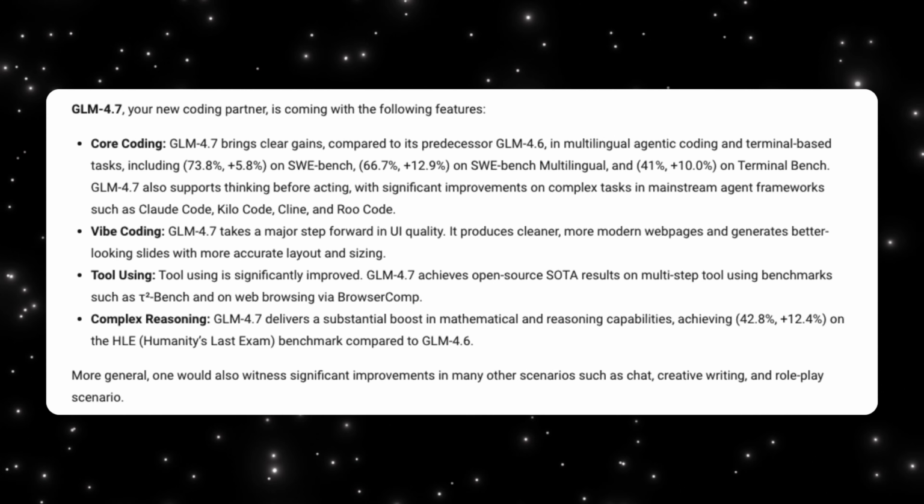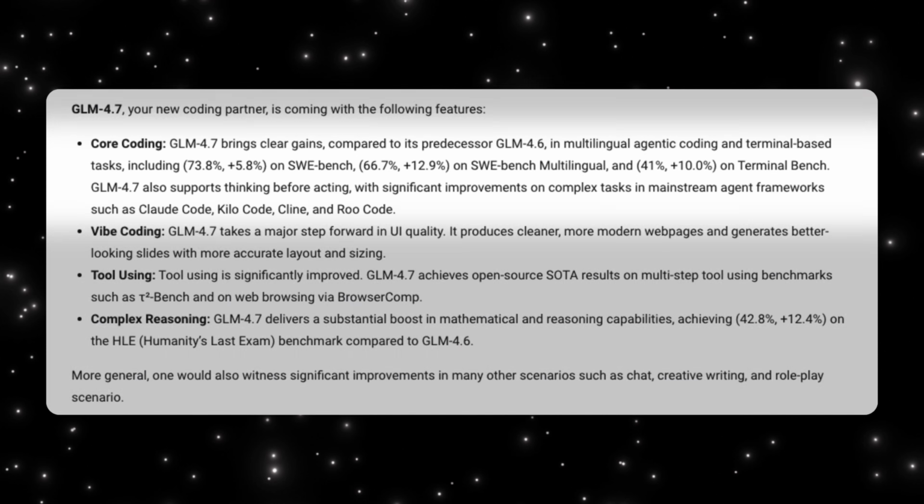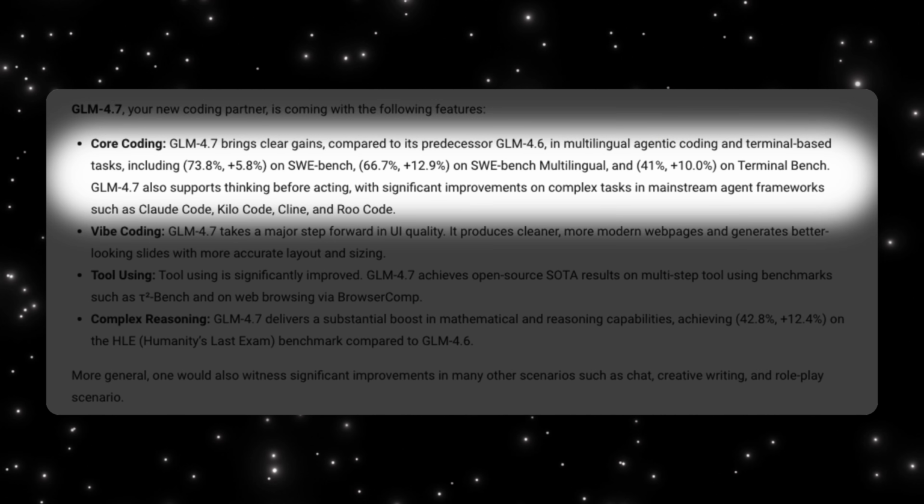So at a high level, GLM 4.7 positions itself as a coding partner, especially for people using agents. There are four main areas they're emphasizing. First, core coding improvements. Compared to GLM 4.6, there are clear gains in agentic coding and terminal-based tasks. On SWE-bench Verified, it's up to 73.8%. Multilingual SWE-bench also jumps to 66.7%, and Terminal Bench goes up to 41%.